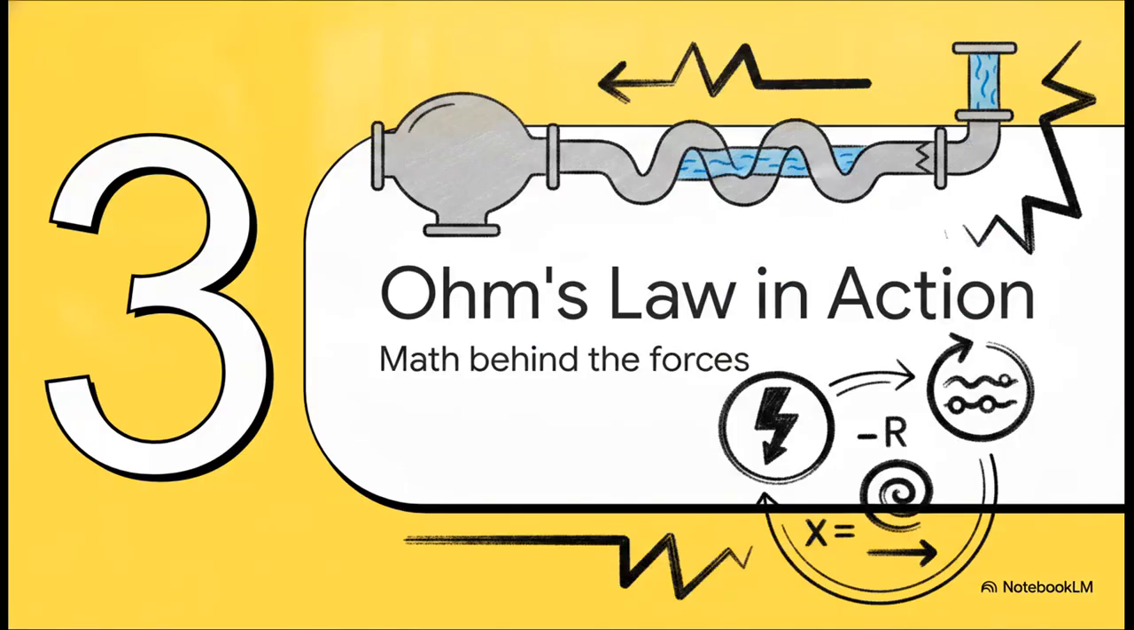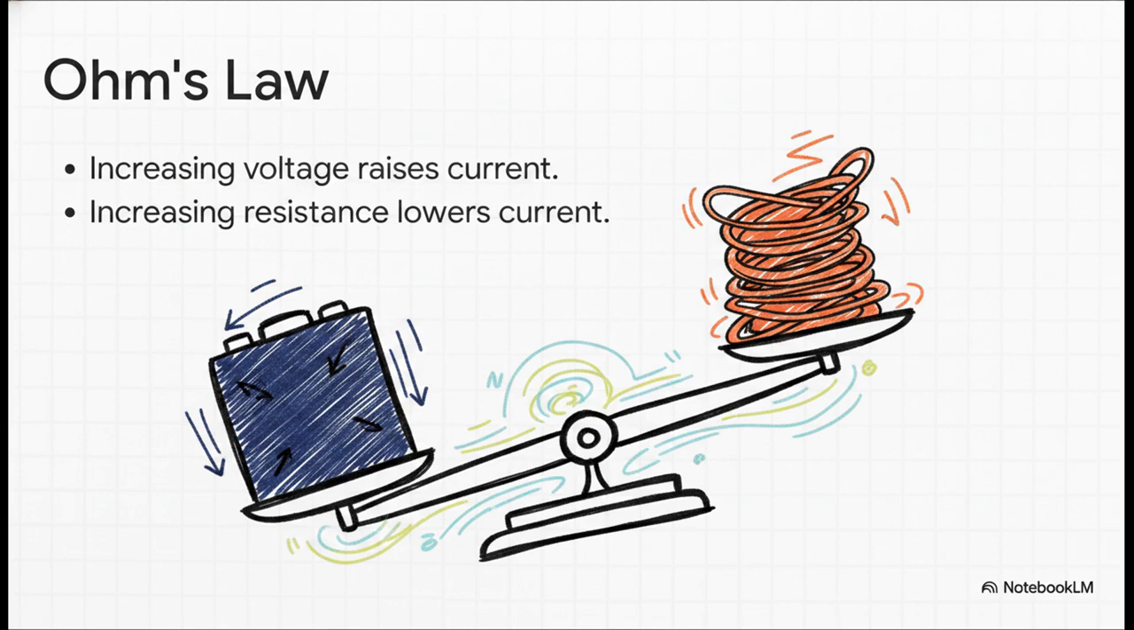Moving right along to Section 3, Ohm's law in action, and the math behind this relationship. Ohm's law is what ties our three concepts together mathematically. Exactly like our water pipe, if you dial up the voltage, or the push, your current goes up, assuming the resistance stays exactly the same. Conversely, if you increase the resistance, like pinching that hose, it immediately decreases the current, assuming your voltage hasn't changed. They're totally linked. You change one, another has to react.